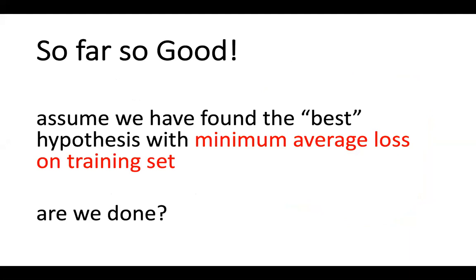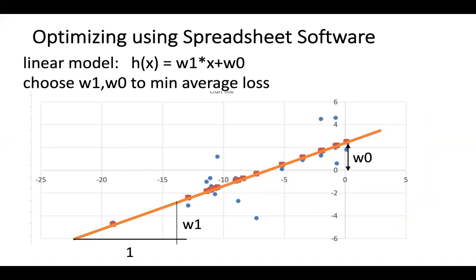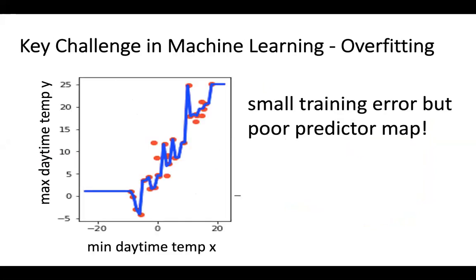Okay, so are we done? Let's say we found the predictor with minimum average error. Are we done? And the answer is, of course, no, because even if you have a small error on the training set, it doesn't mean that you have found a good predictor. I have shown one example here. This blue curve represents a nonlinear hypothesis, which is obtained from a deep neural network.